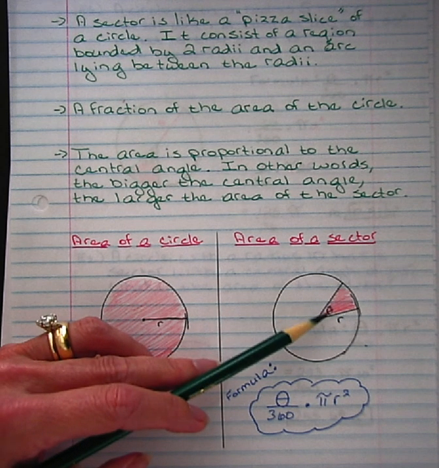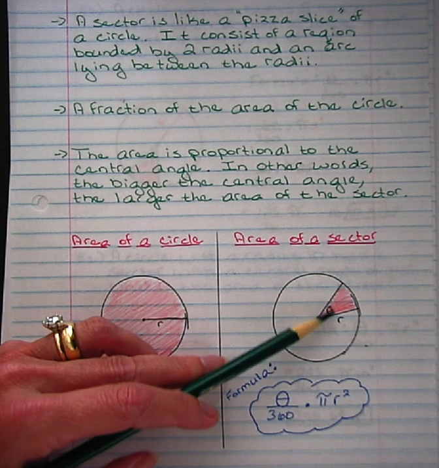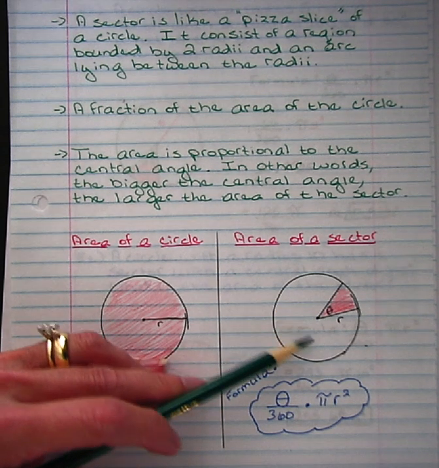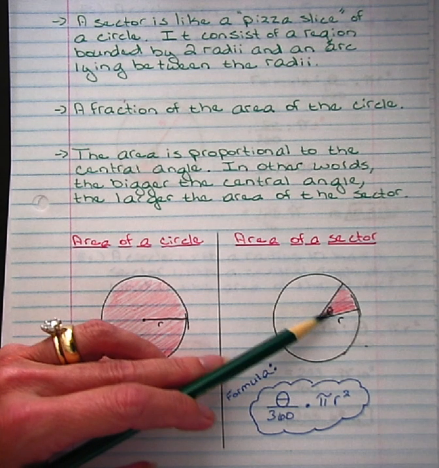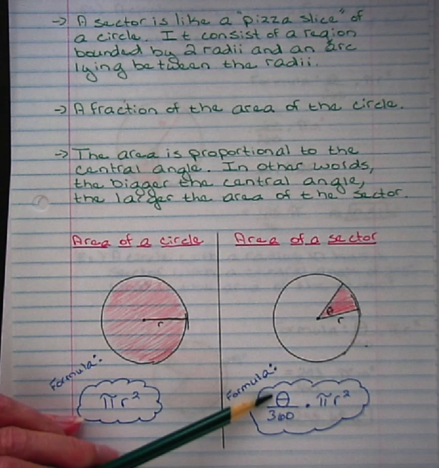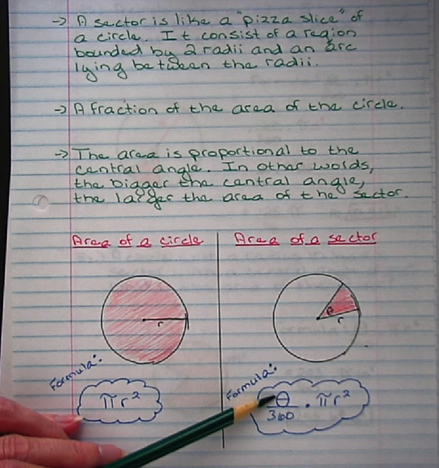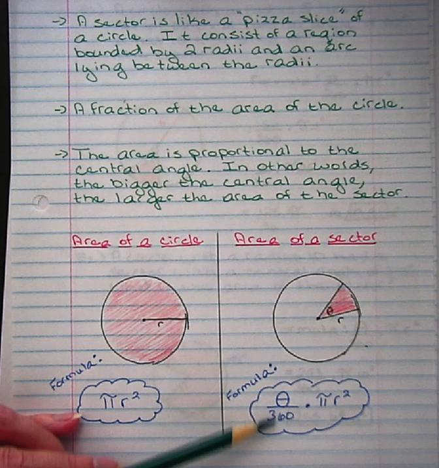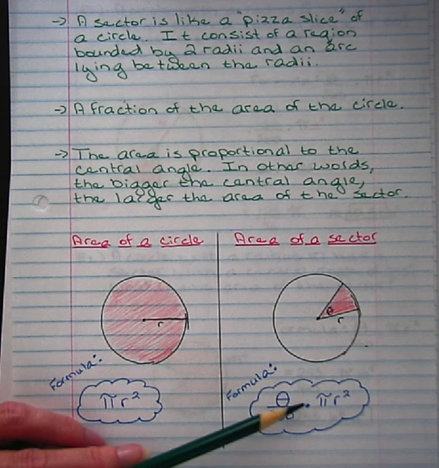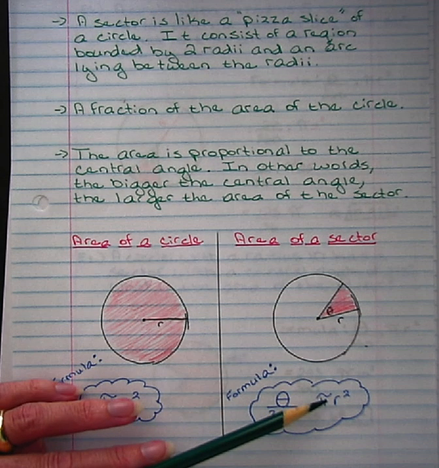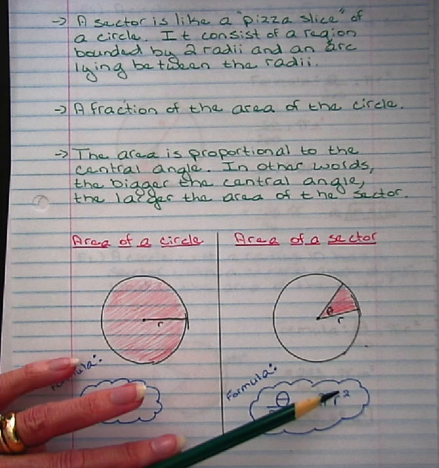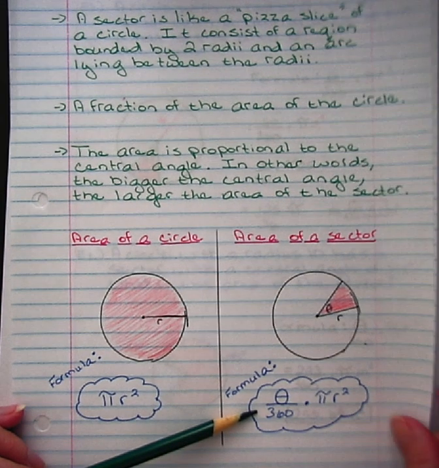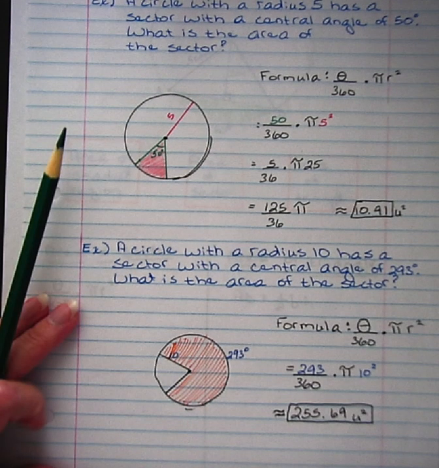Okay, so I'm going to use this fraction of the central angle to the entire circle. Remember, the entire circle in degrees is 360. So my formula is going to be the central angle divided by that 360. It's going to be that fraction of the circle times the area of the whole circle, so pi times radius squared. Okay, so this is the formula that we're going to be using. Let's look at a couple of examples.